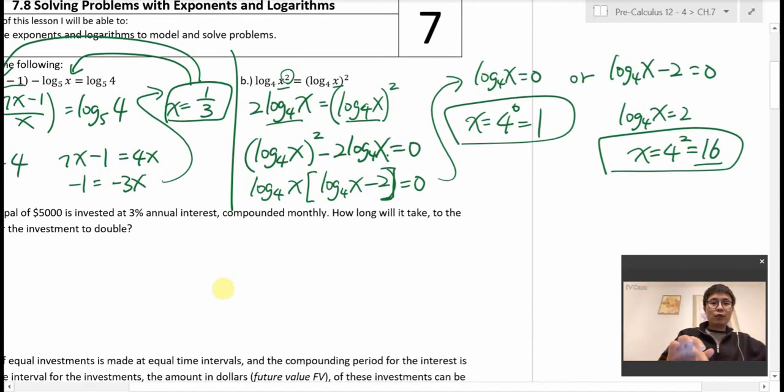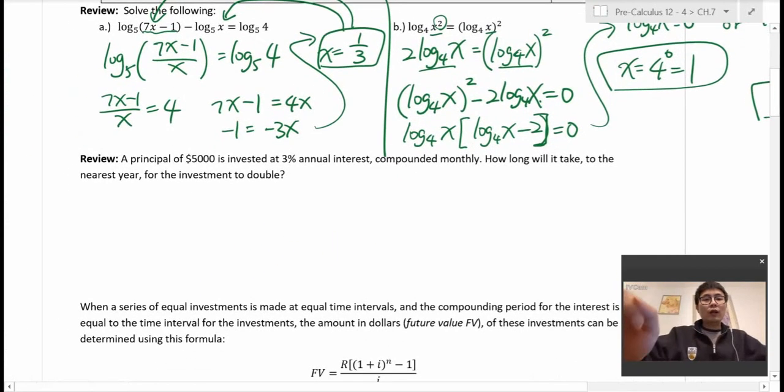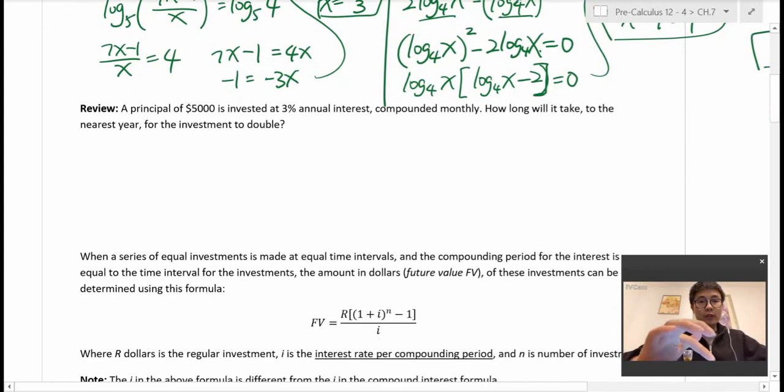So that's the review from the previous section. And we're going to go back a little bit further. We're going to look at this compound interest question because this has something to do with what we're going to be doing later on today. It says a principal of $5,000 is invested at 3% annual interest, compounded monthly. How long will it take, to the nearest year, for the investment to double?